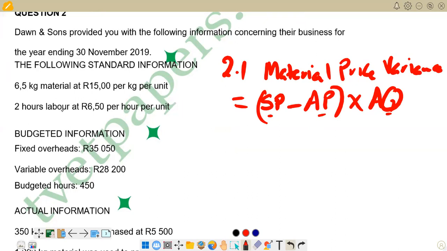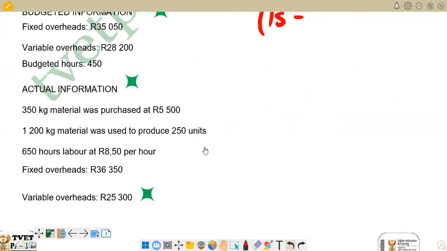From the information that we are given, you can see that standard information is given at the beginning there. So you can see that we are told that 6.5 kg material, it's 15 rand per kg per unit. So remember, this is material. So we are here with material, and we are given 15 rand. So this 15 rand becomes our standard price. So we're just substituting there, and we've got 15 there, and then we subtract our actual price. The actual price, obviously, we're going to get at the end there where we put actual information.